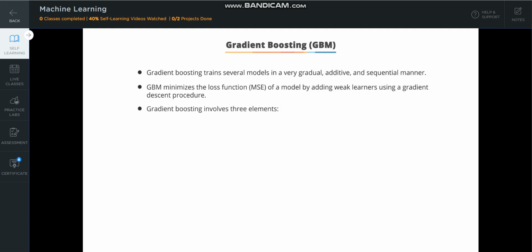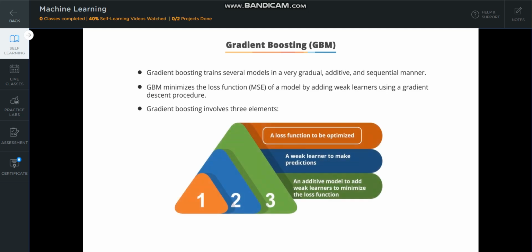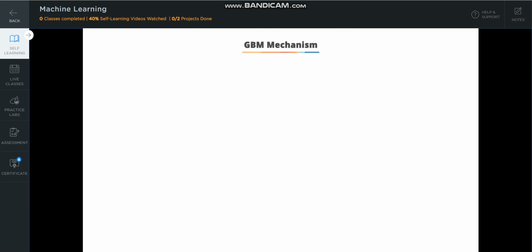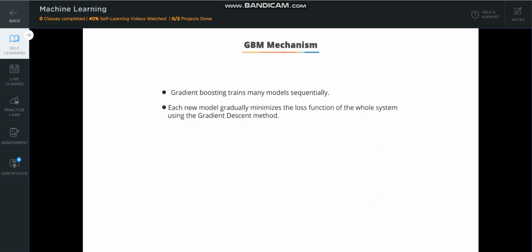Gradient boosting involves 3 elements. 1. A loss function to be optimized. 2. A weak learner to make predictions. 3. An additive model to add weak learners to minimize the loss function. Let's understand the GBM mechanism. Gradient boosting trains many models sequentially. Each new model gradually minimizes the loss function of the whole system using the gradient descent method.